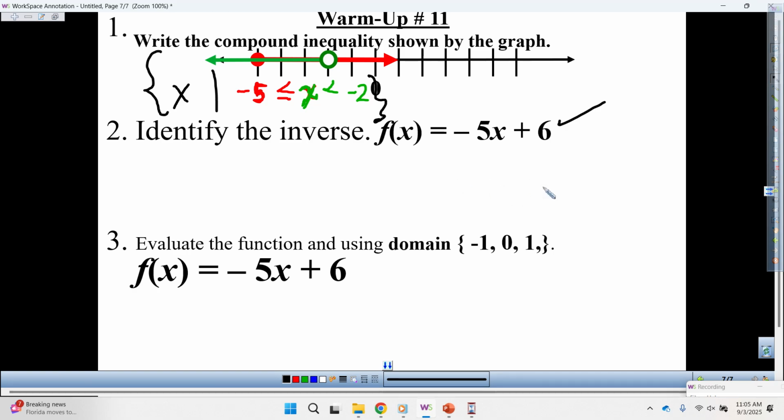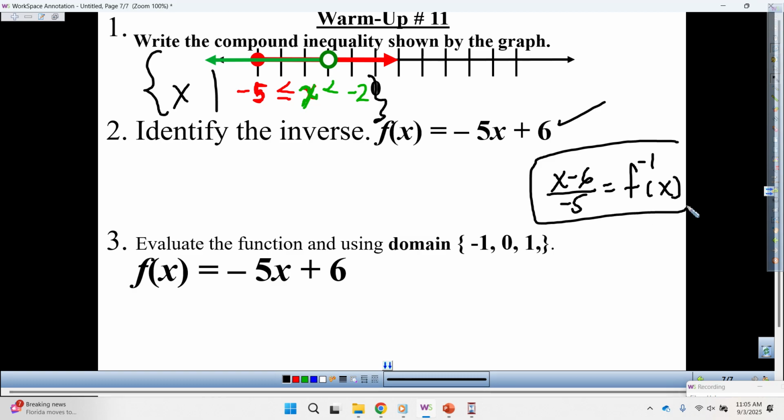Are you ready? Okay. What'd you get, Autumn? Equals F of x, but with a little negative 1. Have you got that? That is correct. Double check your work. Ooh. Autumn in the house.